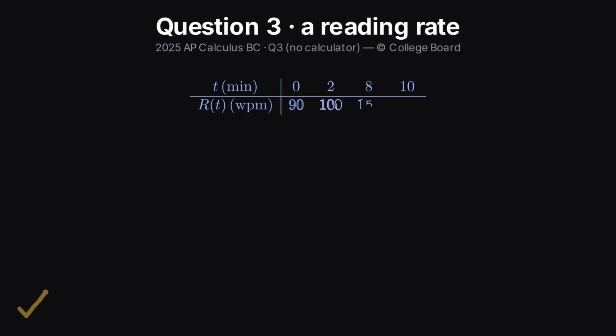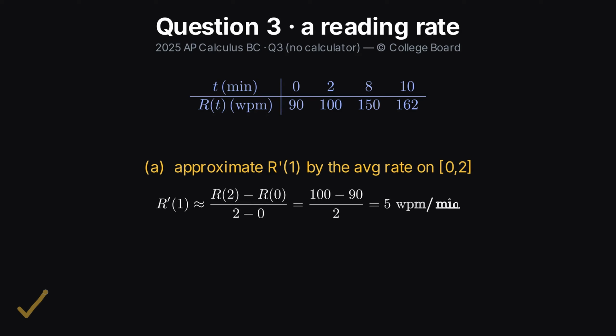Question 3. No calculator. A student reads at a rate r of t in words per minute with a table of values at 0, 2, 8, and 10 minutes. Part A. Approximate r prime of 1 with the average rate from 0 to 2, 100 minus 90, over 2, that's 5 words per minute.